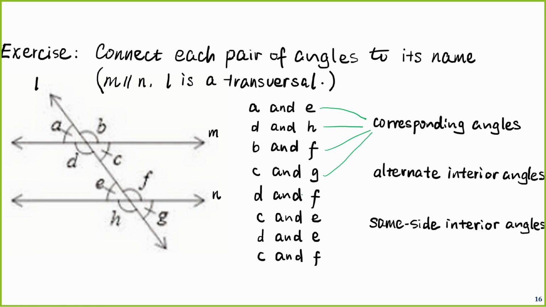Next, D and F. D is here, F is here. They are called alternate interior angles. C and E are also alternate interior angles. D and E are called same side interior angles, and C and F are also same side interior angles. Any questions? No. Okay.